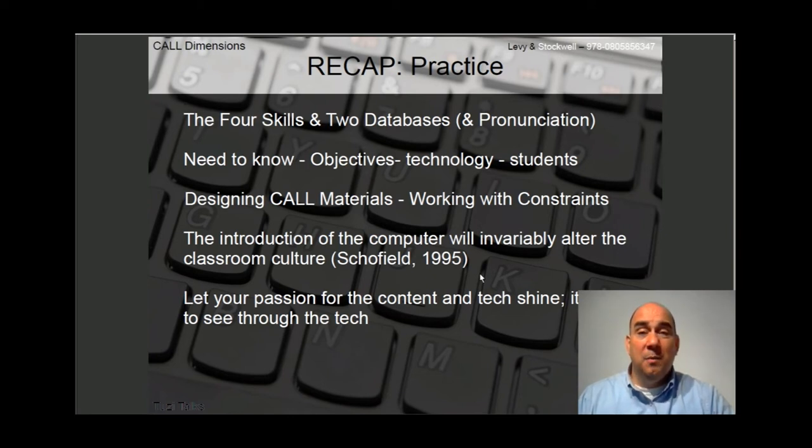And so we want to make sure that we're using CALL to teach the language, but we also want to let people know that our passion is to see our students grow and proceed in such a way that they don't need us anymore. And so we want to be able to do that. A little harder to see that through the tech, but we can do that.